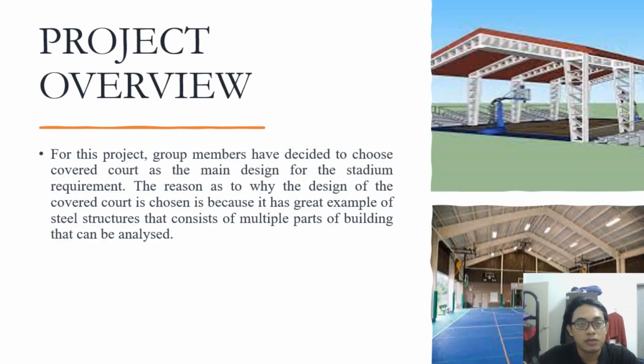So first of all, for our project overview, group members have decided to choose a covered court as the main design for the stadium requirement. The reason the covered court design was chosen is because it is a great example of steel structures that consist of multiple parts of a building. As we can see here from the picture, the design is inspired by a basketball court.